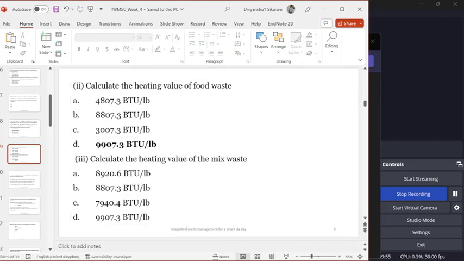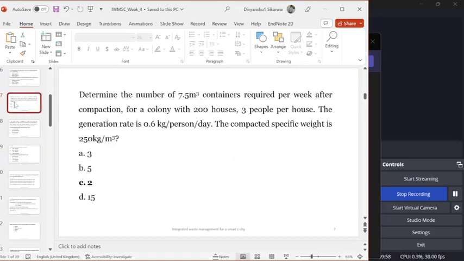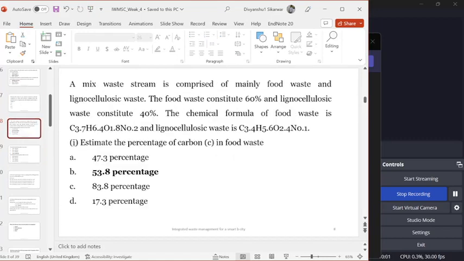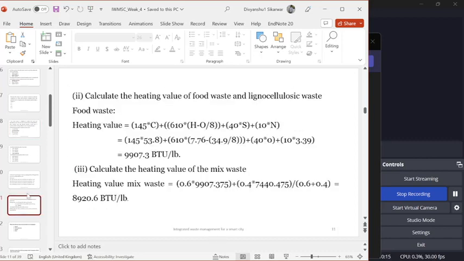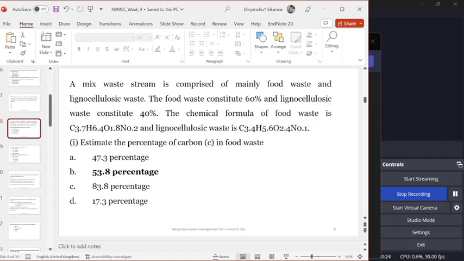And the fourth is to calculate the heating value of the mixed waste. For this question, we need to calculate the percentages for both. You need to calculate for lignocellulosic waste also. Then the amount of heat generated, we can just add and we can get the value. So try to calculate the carbon, hydrogen, oxygen, nitrogen percentages for the lignocellulosic waste, and then we can calculate the heating value for the complete waste.